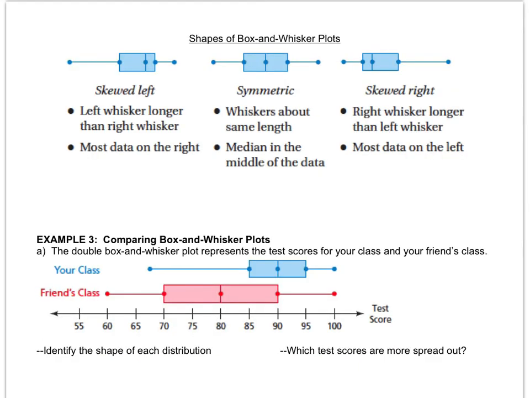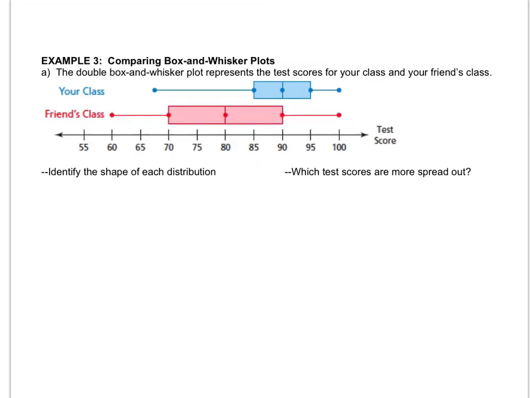There are different types of shaped distributions. You can have things that are skewed left, where the left whisker is longer and most of the data is on the right. You can have a very symmetrical one, or you could have it skewed to the right, where the right whisker is longer and most of the data is on the left. We've got this thing called a double box and whisker plot, and it's just taking two box and whisker plots and putting them on the same number line so you can compare them. It's like when you want to compare two graphs, we always put them on the same grid so it's easier to look at them.